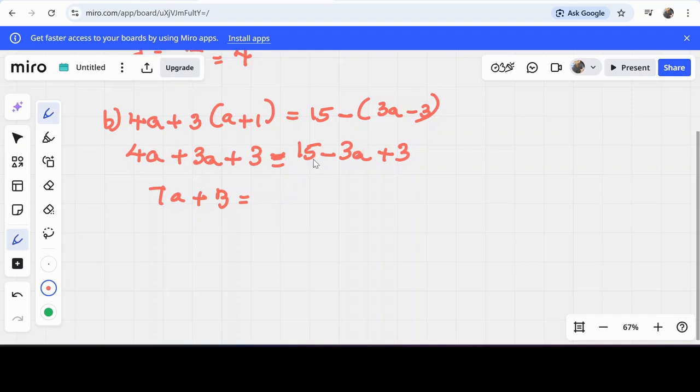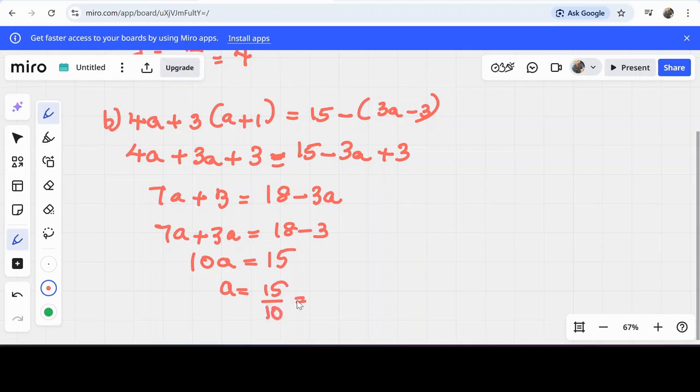We cannot subtract a number from a variable. So 15 plus 3, which is 18 minus 3a. Now we can interchange. This minus 3a will come to the left hand side. So 7a plus 3a is equal to 18 minus 3. Now 10a is equal to 18 minus 3, which is what? We know that is 15. Then a is equal to 15 by 10.